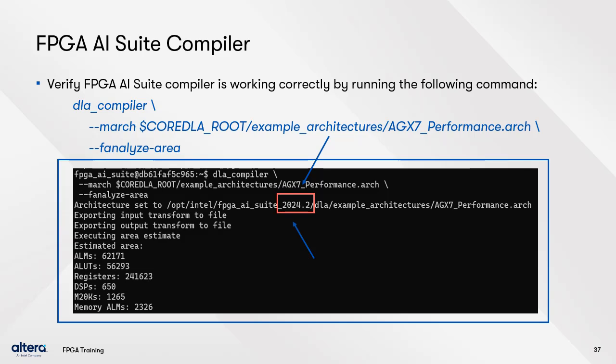Use the DLA compiler --fanalyze-area command to check that the FPGA AI Suite installation was successful. Once installed successfully, this DLA compiler command will run the area estimator. The .arch file specifies one or more FPGA AI Suite architecture files to use in the flow. The --fanalyze-area option allows the compiler to estimate the area of the specified architecture. --march sets the path while compiling the graph.